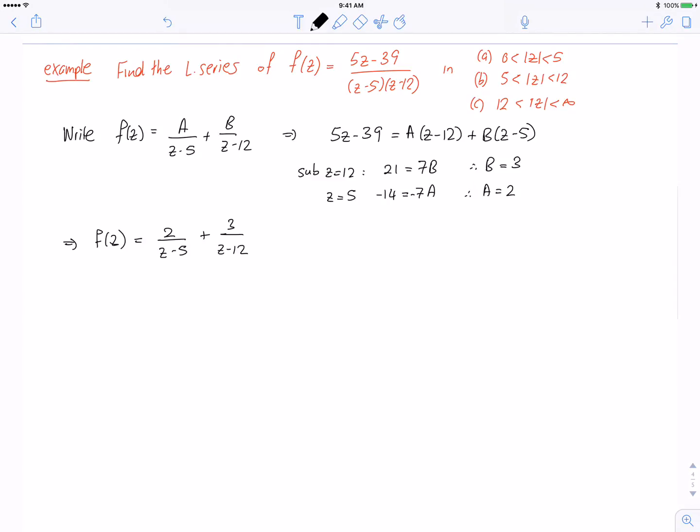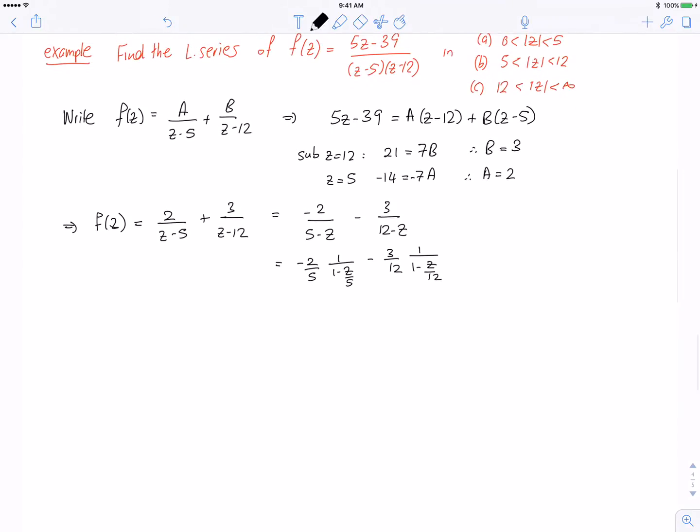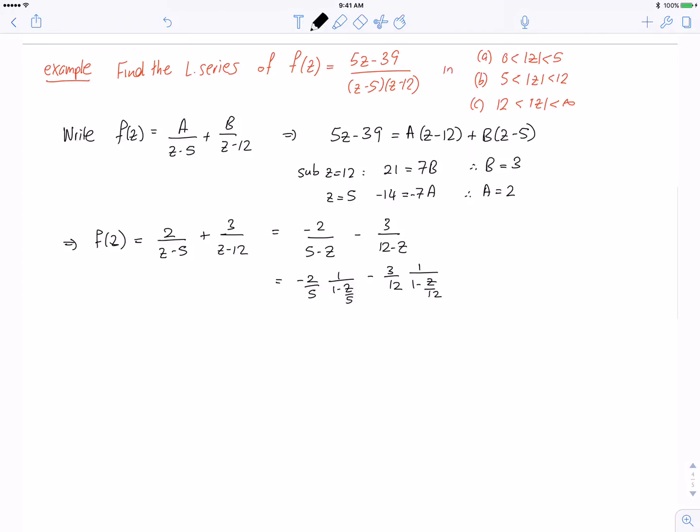So what I mean is, I can write this as minus 2 on 5 minus z, minus 3 on 12 minus z, and then going even further, I can write this as minus 2 on 5 times 1 over 1 minus z on 5, minus 3 on 12 times 1 over 1 minus z on 12. And then what I do is write that important result from before.